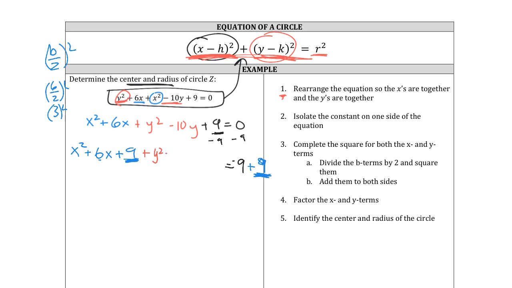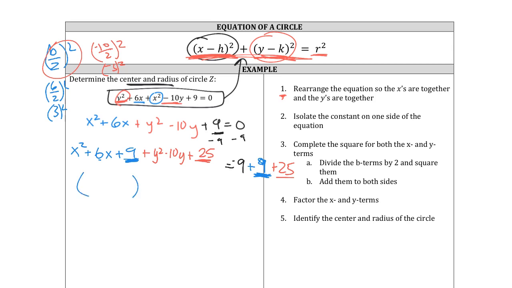I got y squared minus 10y plus something to complete the square. Well, to complete the square, remember we do b squared, or b divided by 2 squared. So I got negative 10 divided by 2, and I'm going to square it. That's negative 5 squared. Negative 5 times negative 5 is 25. So I'm going to add 25 to this side. And if I do that, I'm changing my equation. I got to balance it out and add 25 to the other side as well. So I completed my square for x's and y's.